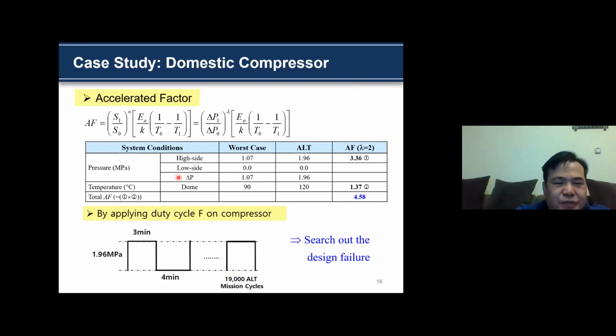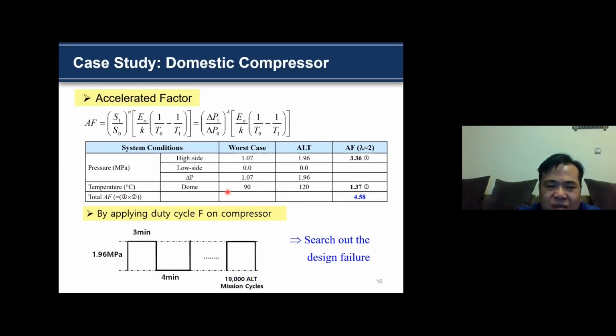I will explain how to calculate the acceleration factor. The acceleration factor depends on the pressure difference and the temperature difference. I will tell you how to calculate the pressure acceleration factor. For the worst case, the pressure difference is 1.7. We apply an accelerated load of 1.96. We assume that lambda is 2. We can calculate the acceleration factor as 3.4.